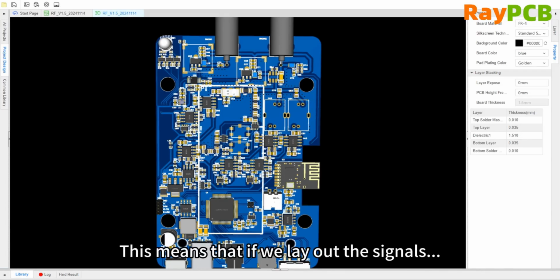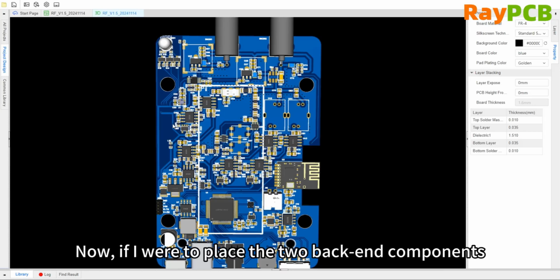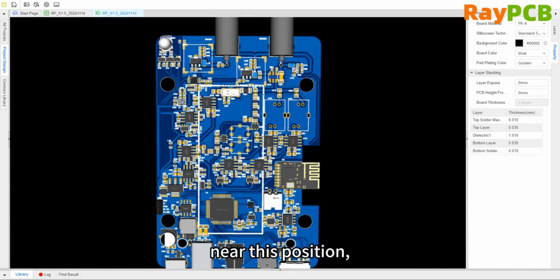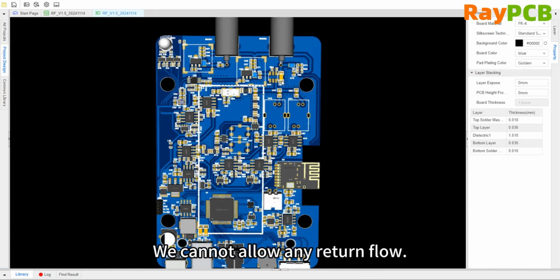So, for example, if we lay out the signal path, let's take this path as an example. It goes downward and then continues along this direction. If I place the two output signals near this area, the signals they generate could affect the input signal, so we need to avoid this situation. For analog signals, it's especially important to control the flow direction and prevent any backflow.